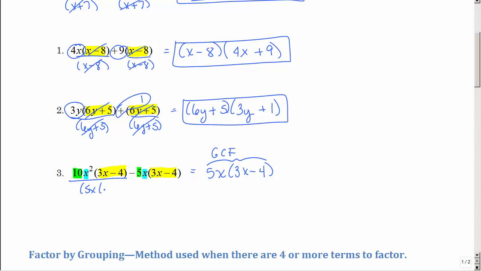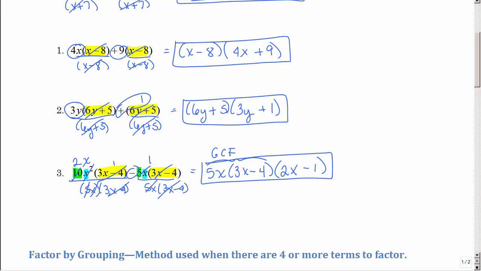So I can divide this by 5x and a 3x minus 4. What would that leave me? Well, 5 goes into 10 2 times, x goes into x squared x, and those would reduce to 1, so that's 2x. That divides, and just like on number 2, it doesn't leave me 0. In this case, it leaves me minus 1.